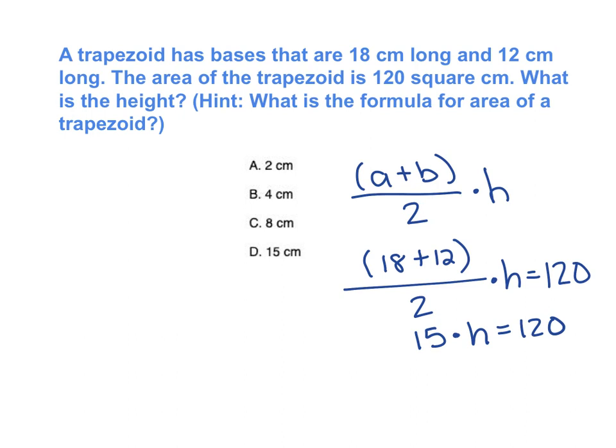All right, so what you want to do is think about that. What is the opposite of multiply? That would be divide. So to find that missing height, you can do 120 divided by 15, and that on your calculator, if you would like, is 8.